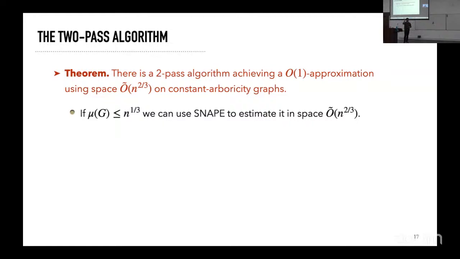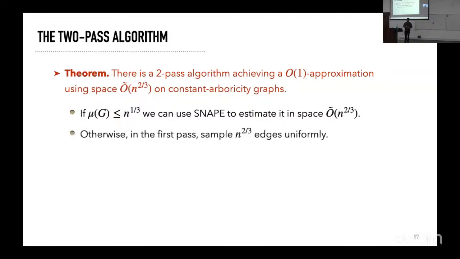Either the matching is small, with size at most the cube root of n. And if that's the case, you can use snake sampling to estimate that matching, in fact, to output that matching, in space n to the 2/3. Right? Because that's quadratic in the upper bound of the space.